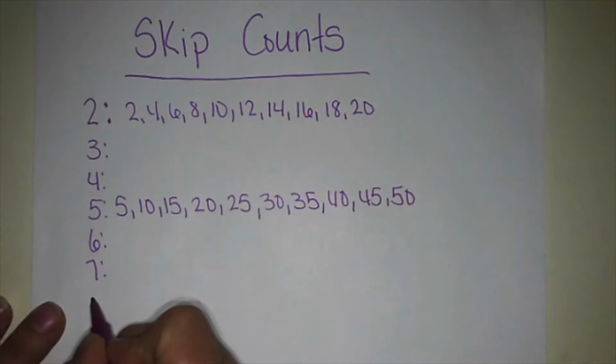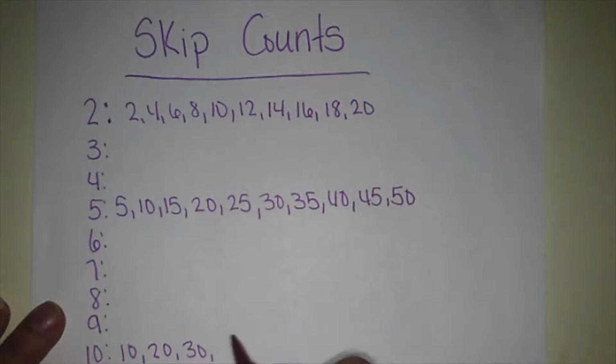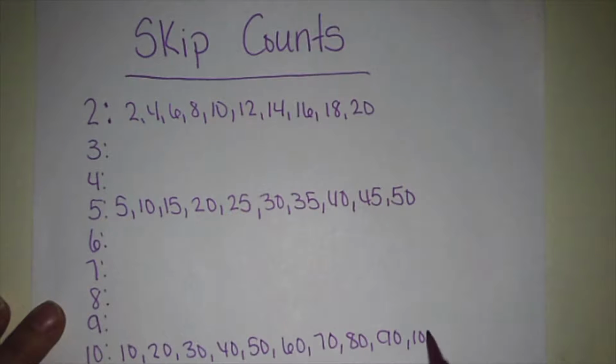We know how to do those things. We've been taught that since pretty early on. But what about all these numbers in between? We even know tens. 20, 30, 40, 50, 60, 70, 80, 90, 100.